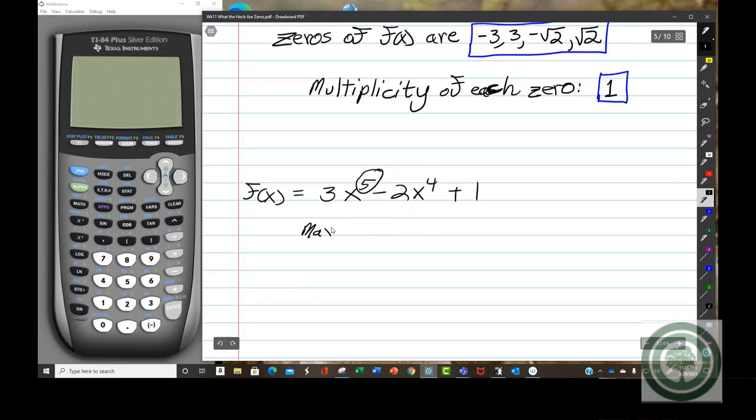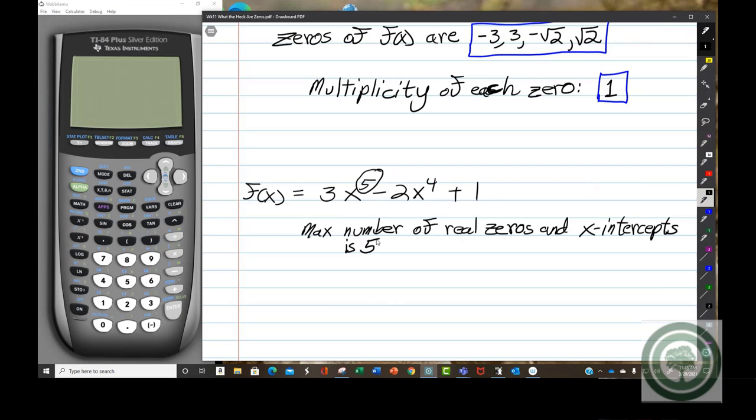The maximum number of real zeros, that is in the real number system on the x-axis. The maximum number of real zeros and x-intercepts is 5. We're talking about that. 5 x-intercepts. Whatever the highest power is. Now, it doesn't have to have 5, but that's the maximum number.